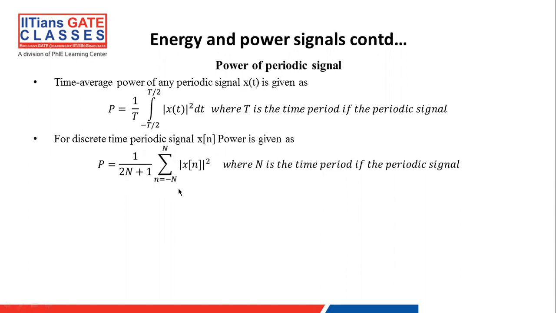Similarly, for a discrete time signal, if the signal is a periodic power signal, we can simply calculate the power by this formula. Here this capital T is nothing but the time period of the periodic signal, and here capital N is the time period of the discrete time periodic signal. Here for capital T, you can put the fundamental period, or 2 times the fundamental period, 3 times the fundamental period, and so on, because all of those will be time periods of the signal x(t). Similarly, for N, you can put the fundamental time period, twice the fundamental, or thrice the fundamental.